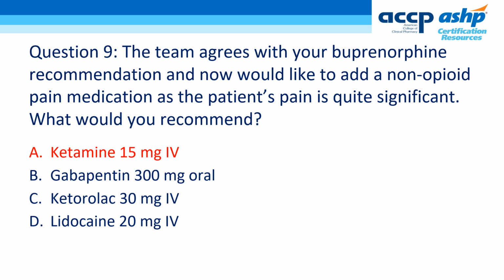The correct answer is A, ketamine 15 milligrams intravenously. Ketamine is appropriate as the patient is having moderate to severe pain, which will likely not be relieved by ketorolac alone. Additionally, the ketorolac dosing of 30 milligrams intravenous is higher than the analgesic ceiling of 10 to 15 milligrams. Gabapentin and lidocaine are best for treating neuropathic pain, which the patient does not have, and they do have slow onsets of action.